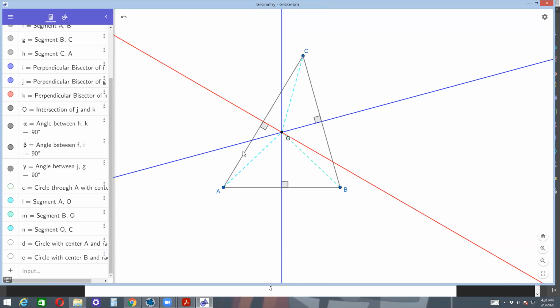Okay, good. The key here is you can't start off assuming the 3 points are concurrent, right? You choose 2 of the lines, you take that point of intersection and show that that point of intersection lies on the third line. That's how you usually do questions like this.